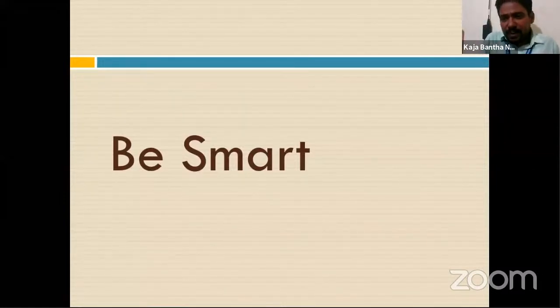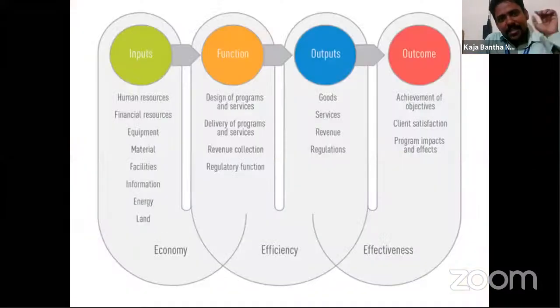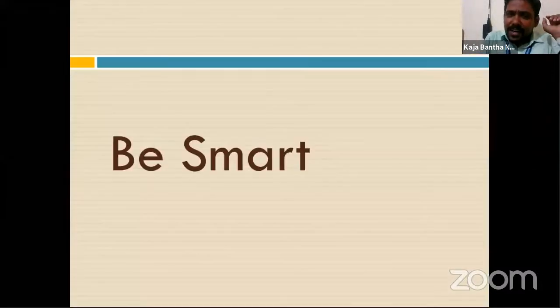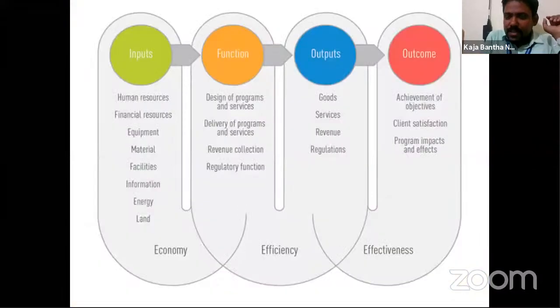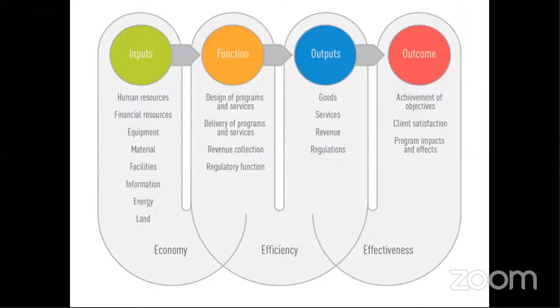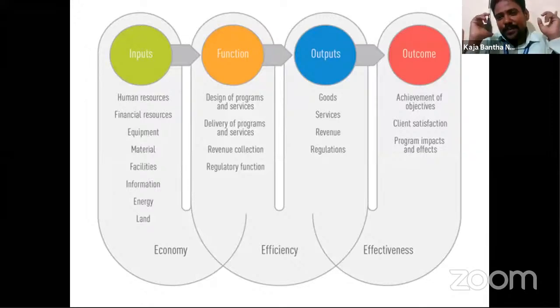I will tell you in the last slides how to be smart. Sir, I want to score more. These slides: efficiency and effectiveness. These two things are there. Some people work with long-term goals. Some people work focused on outputs only.